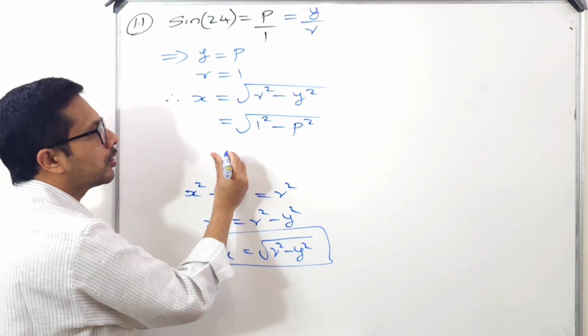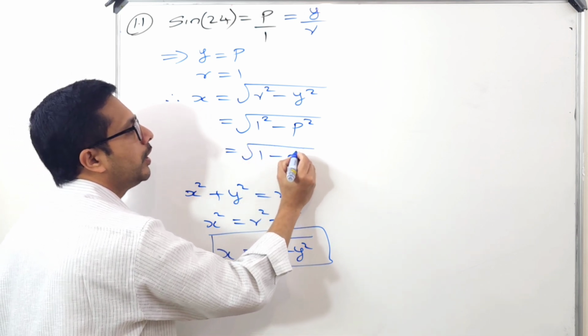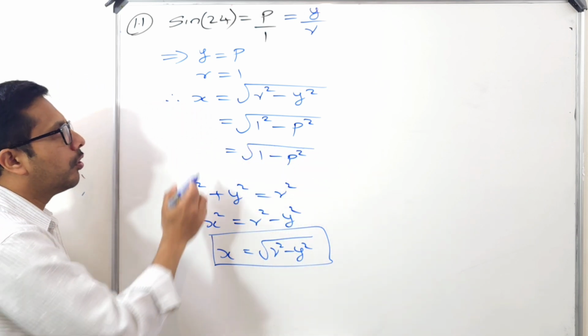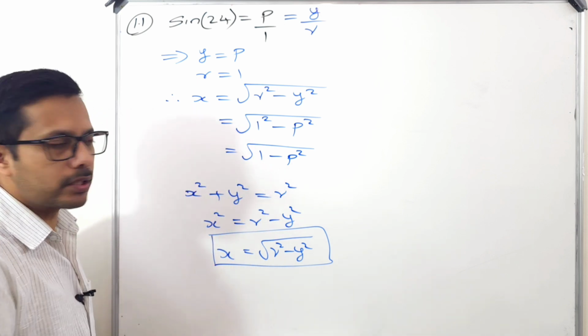So 1 squared is what? 1. So it is square root of 1 minus p square. So now we got the value of x. What is the value of x? Square root of 1 minus p square.